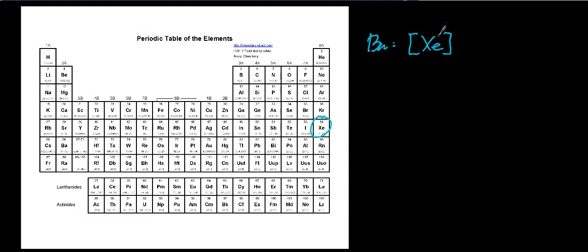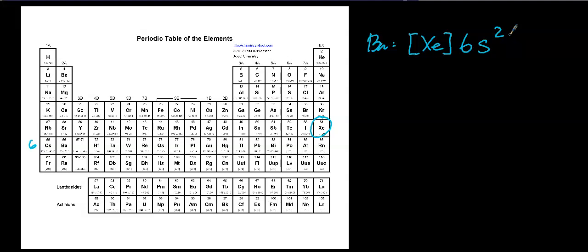So then we continue. What comes after 5p6? Now we're down here. Sixth row, 6s block. Second position over. Xenon 6s2. It's as simple as that.